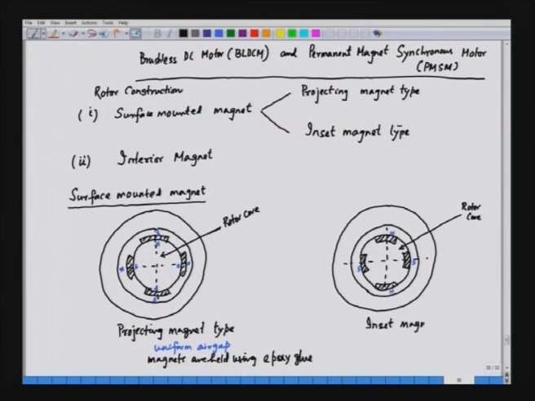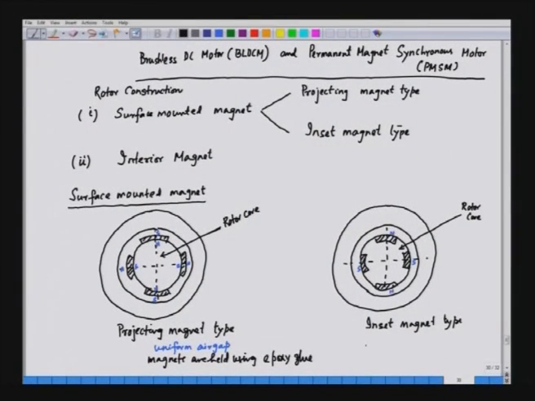Now, we will see an example of a very typical low cost brushless DC motor where the rotor construction is inset magnet type, where the magnets are placed on the rotor and they are held so that they should not fly off. Now, here the advantage is that it is more robust compared to the projecting magnet type.